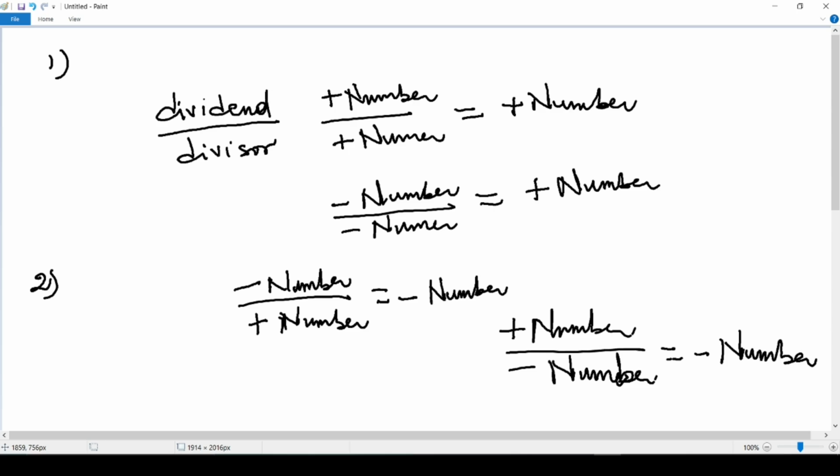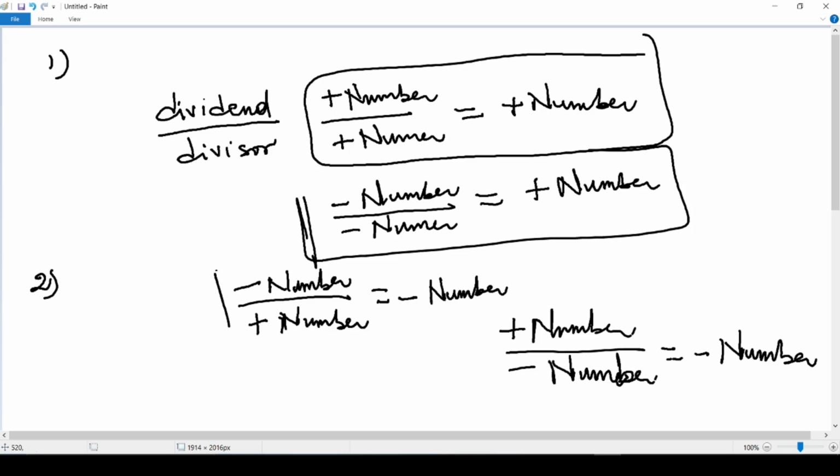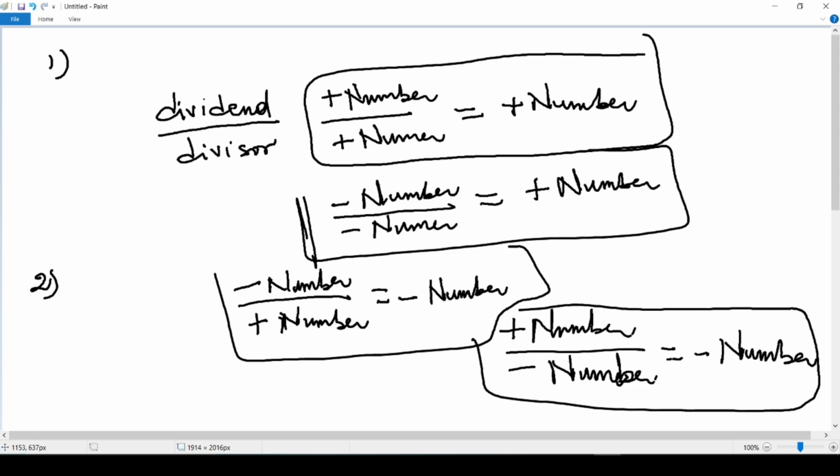These 4 points are the essential rules for dividing signed numbers. And we know that for all these rules, the divisor, or the bottom, must not be 0. In any case, the bottom is always different from 0. Divisor always different from 0.